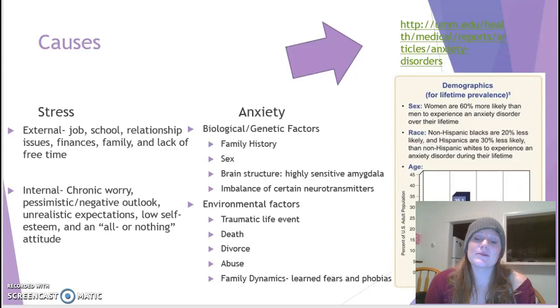Then in a study done by the University of Maryland, they found that the amygdala, which is the fear center in the brain, is highly sensitive in individuals with anxiety disorders. And then we also see an imbalance of neurotransmitters such as dopamine, serotonin, and epinephrine. Environmental factors that contribute to anxiety disorders are traumatic life events, like we said, death, divorce, abuse, even family dynamics. That's like saying the way you were raised, like whether you had a learned fear or phobia of a certain thing, place, anything really.